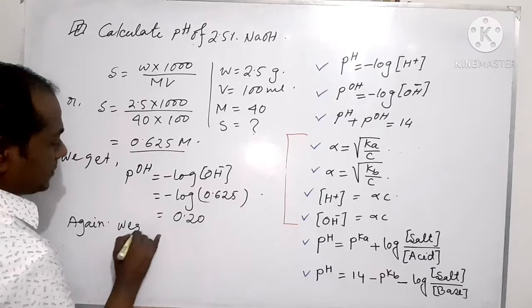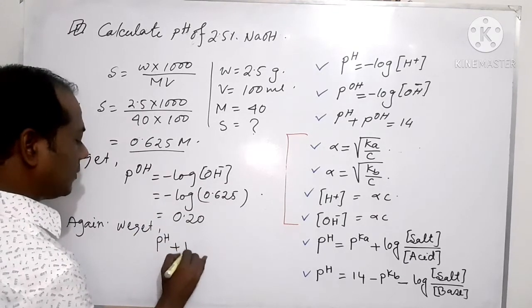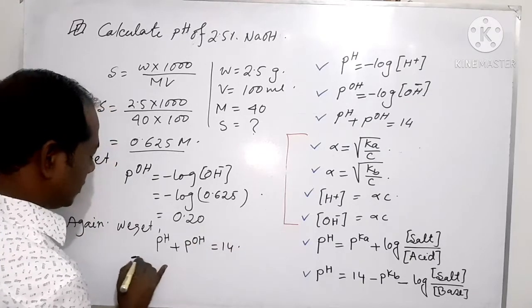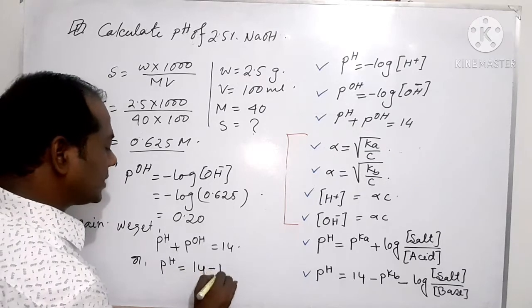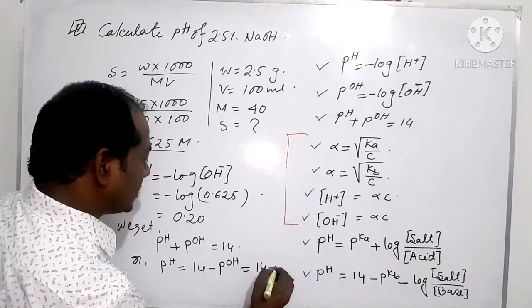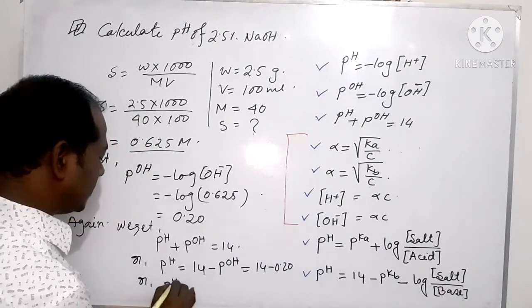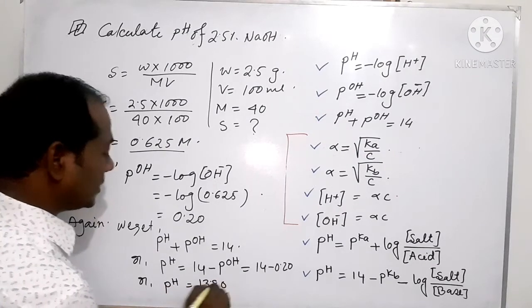Again we get pH plus pOH equal to 14. So pH equal to 14 minus pOH, that is 14 minus 0.20, and the pH value of this solution is 13.80.